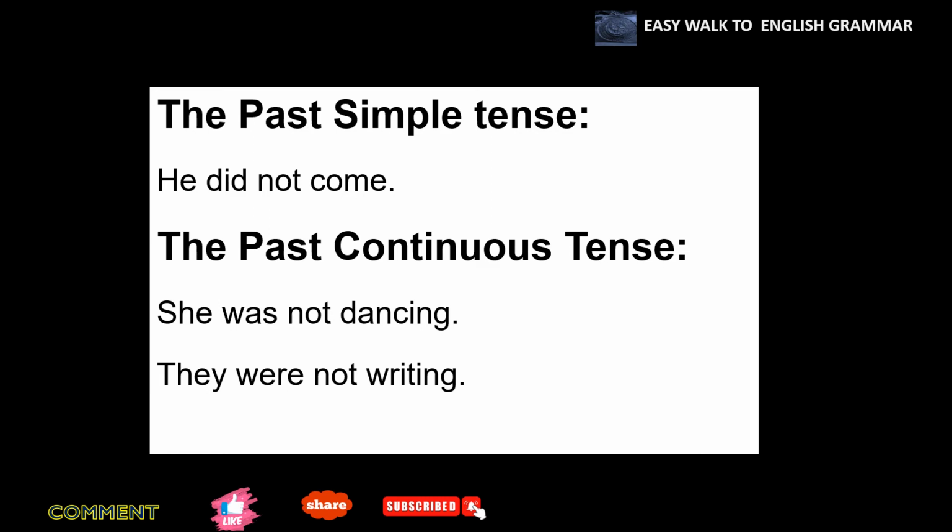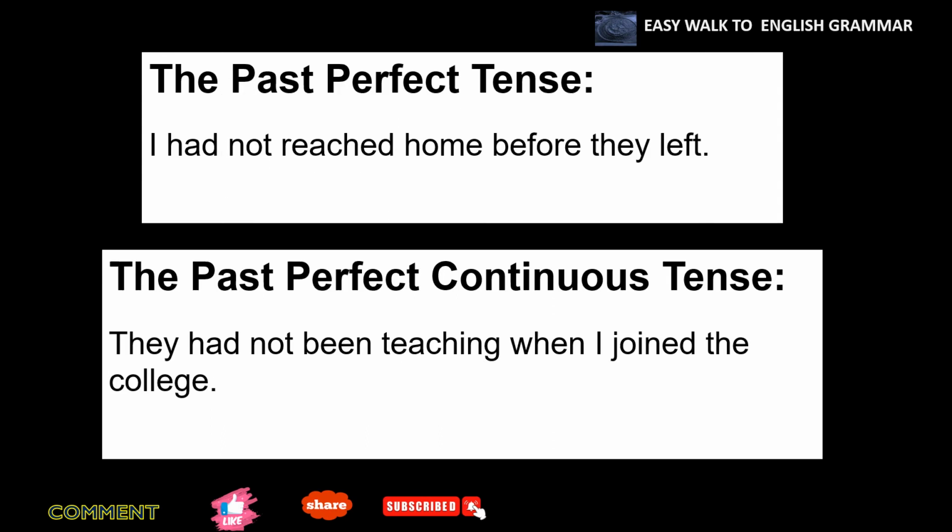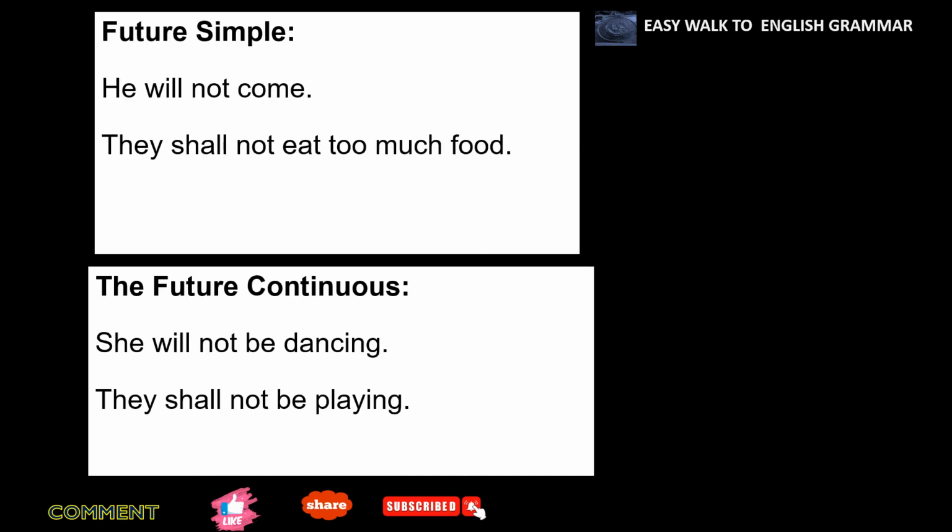The past continuous tense. She was not dancing. They were not writing. The past perfect tense. I had not reached home before they left. The past perfect continuous tense. They had not been teaching when I joined the college. Future simple. He will not come. They shall not eat too much food.